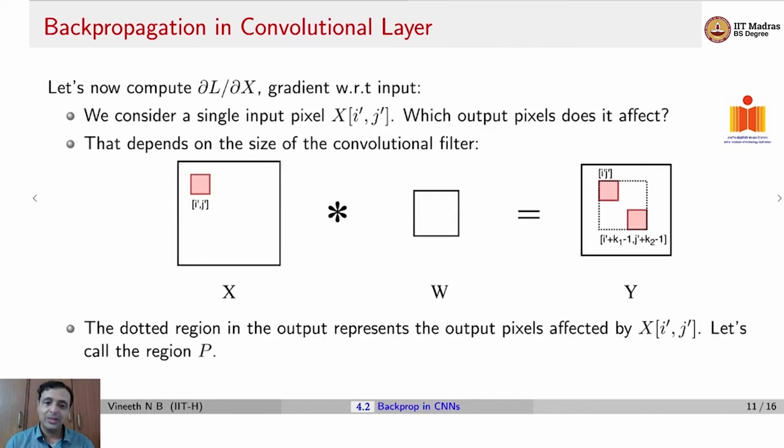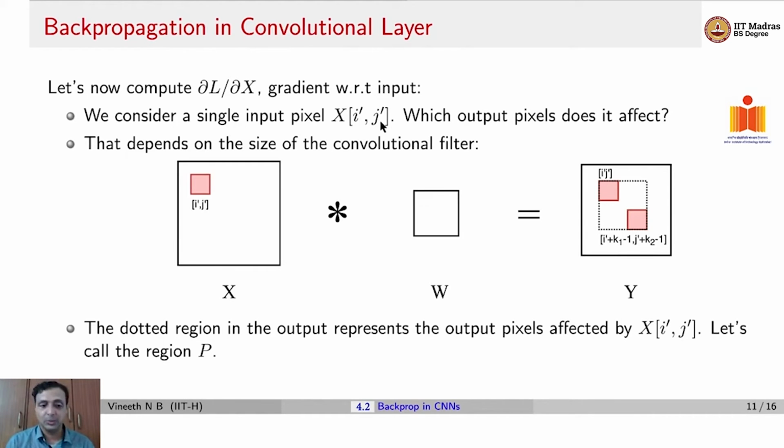Let's now move on to the next quantity, which is ∂L/∂x, the gradient with respect to the inputs of that convolutional layer. Let's once again consider a single input pixel x at i', j'. Let's again ask the question: which pixels in y would be affected by this particular pixel in x?